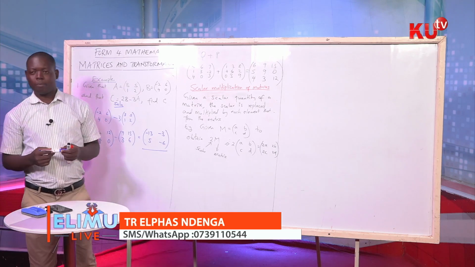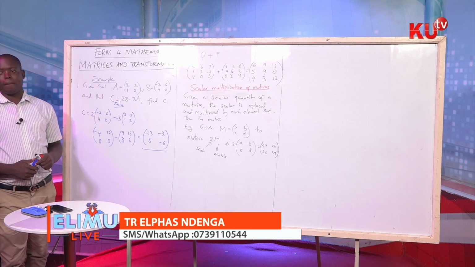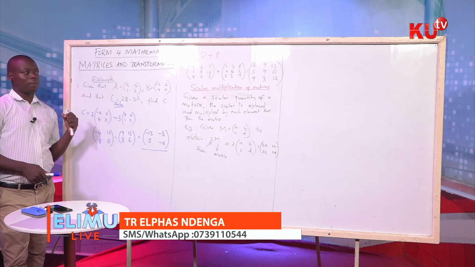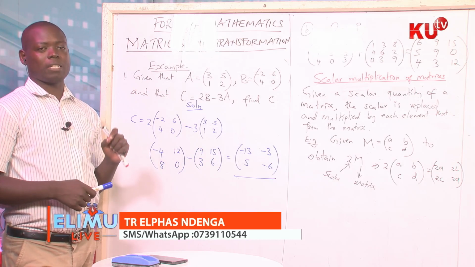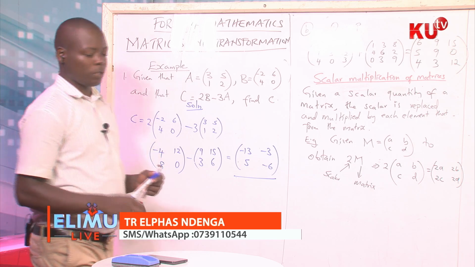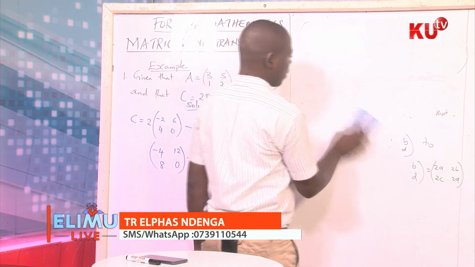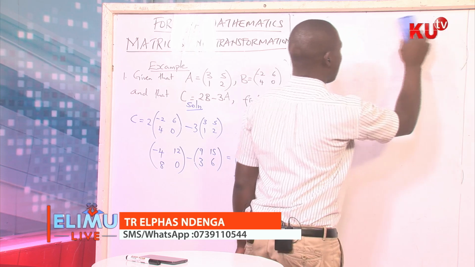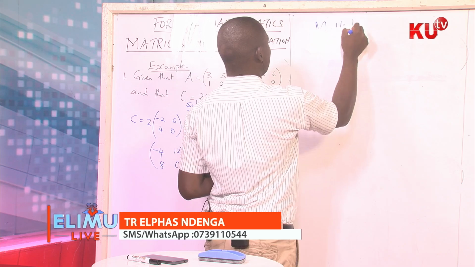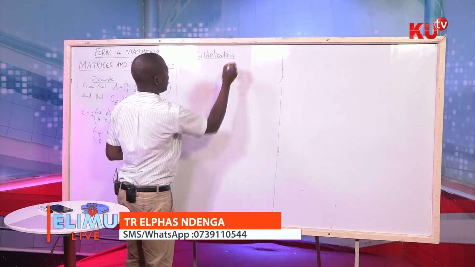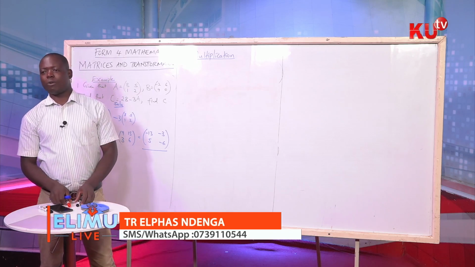That is called scalar multiplication of matrices together with addition and subtraction of matrices. Once we've been able to understand scalar multiplication, and addition and subtraction of matrices, students, the final aspect of operations is what we call multiplication of matrices. When you talk of multiplication, the result of multiplying 2 or more numbers is called a product. The product is simply the answer or the result of multiplying 2 or more numbers.